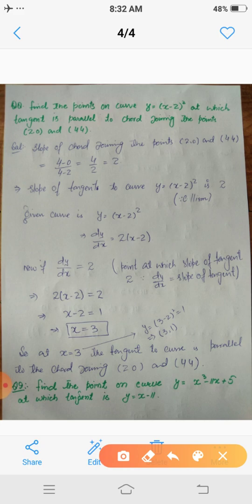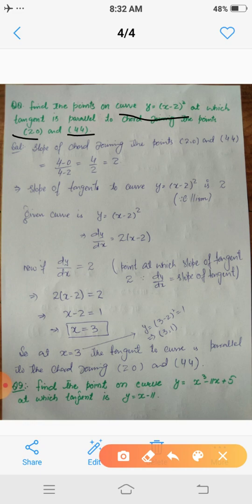Today we are going to discuss a few more examples on how to find the tangents and normals to the given curve. Question number 8 of this exercise: we have to find the points on the curve y equals (x minus 2) whole square, at which the tangent is parallel to the chord joining the points (2, 0) and (4, 0).